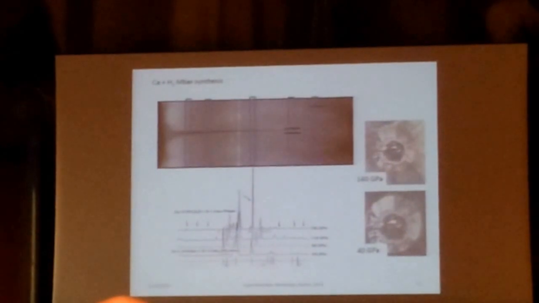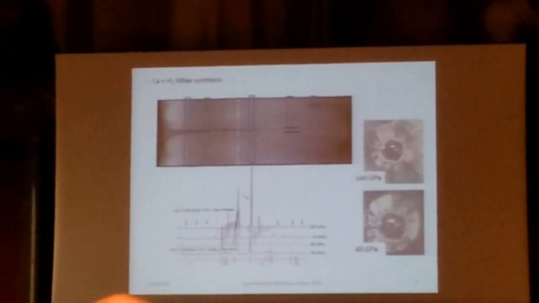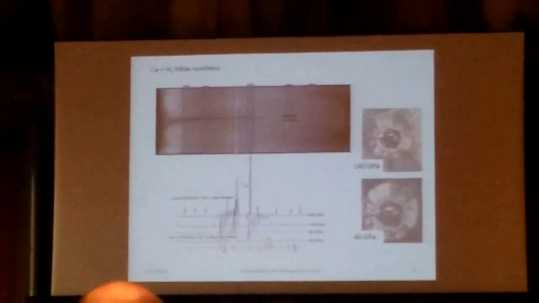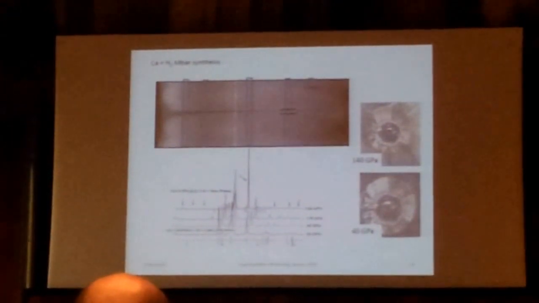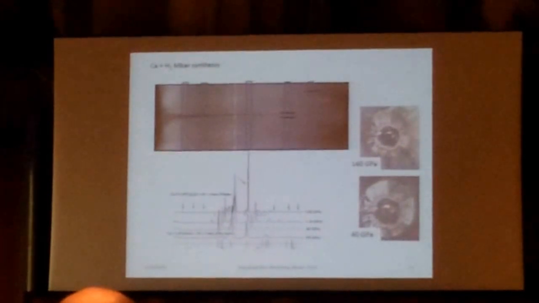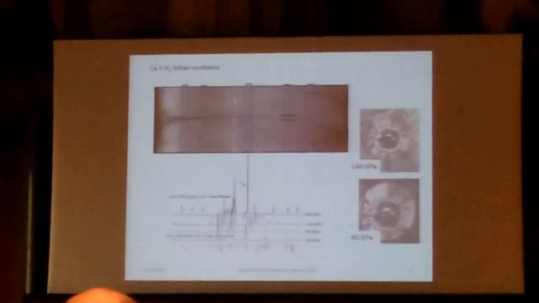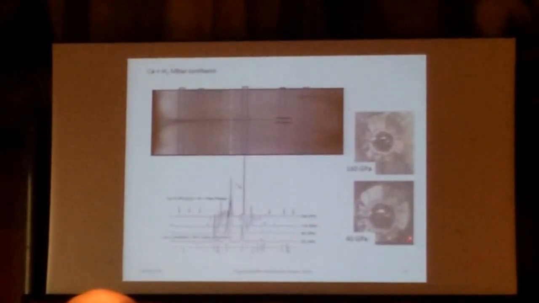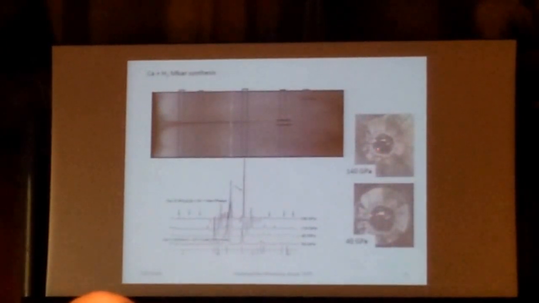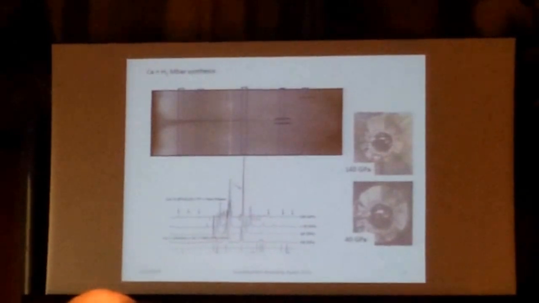That's the elevator, right? We want to synthesize this CaH6. It's a phase which is supposed to have the highest transition temperature. And there were two interesting observations we made. Firstly, at extremely high pressures, and we're talking about 100 gigapascals, I want to assure you that we have enough hydrogen by showing you a couple of pictures.